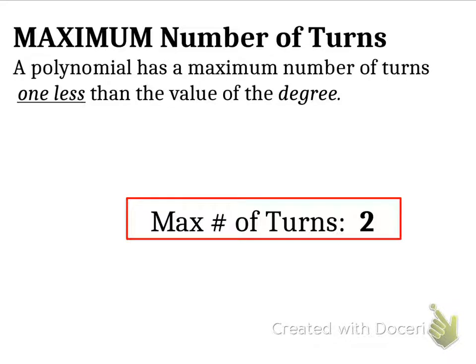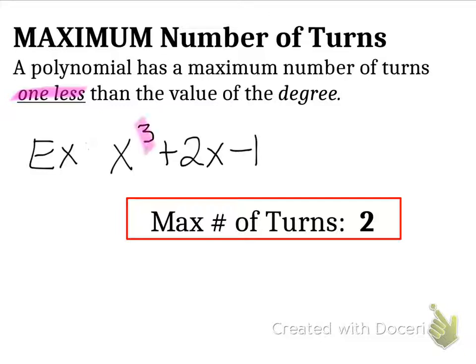All right, so almost finished here. We're going to talk about the maximum number of terms a polynomial can have. A polynomial has a max number of terms of 1 less than the value of the degree. So if I gave you that same example, x cubed plus 2x minus 1, the degree is 3, and 1 less than 3 is 2. So the maximum number of terms, it doesn't have to have 2, but the most it can have is 2.